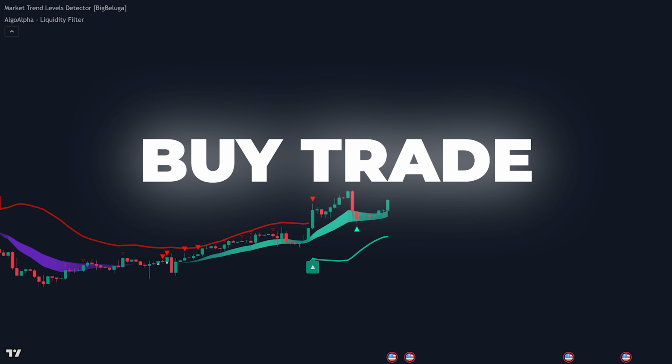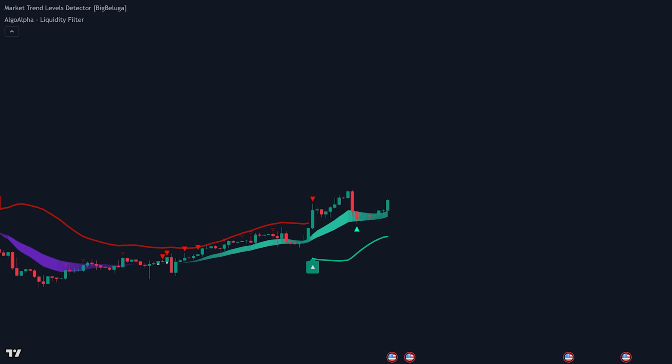Another buy trade setup. First, we wait for the liquidity sweep filter indicator to generate a buy signal. Next, we confirm the trend direction using the market trend levels detector indicator. The shaded area on this indicator should be green, which indicates a bullish trend.